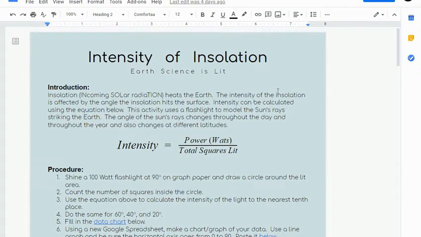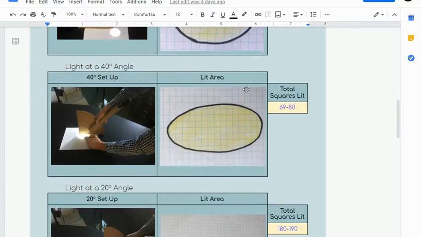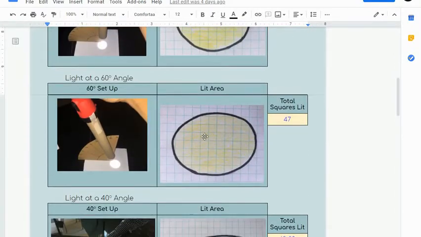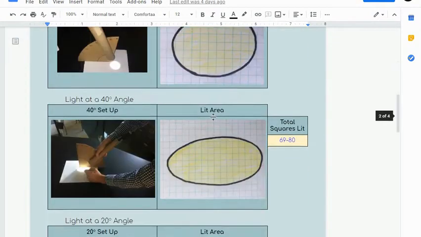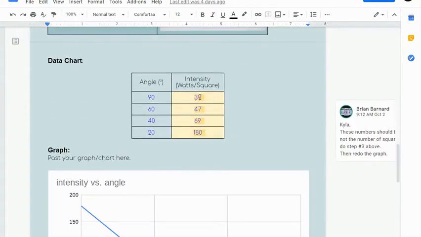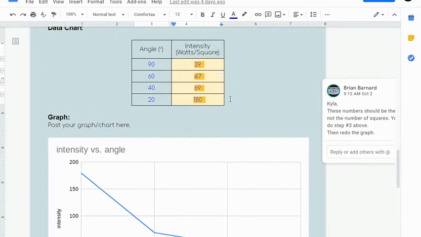Hi, Kyla. So I'm looking at this lab, and I think this is the one, the intensity of insulation that you mentioned you might have an issue with. And I see that when you counted the squares, you told me there were 47 squares here, but here you're saying there's 39 to 50. And then I looked at your data chart and you said, I'll go with 39. So you're going with 39 squares, 47. And the comment that I made about this is that you skipped step 3.